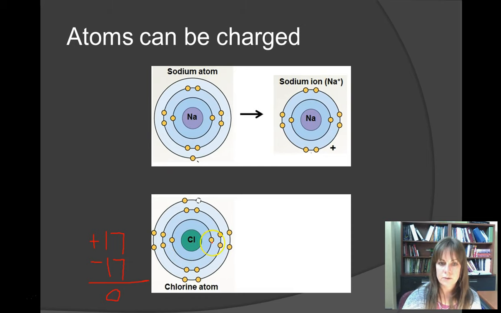First shell has 2 electrons. Yes, it's stable. Second shell's got 8. Maximum it can hold is 8, so yes, it's stable. But the third shell has 7, and this thing here on the book, students sometimes find it a little confusing. This is supposed to represent a place where an electron could be, but it is not. So only if it's yellow does that mean the electron is there.